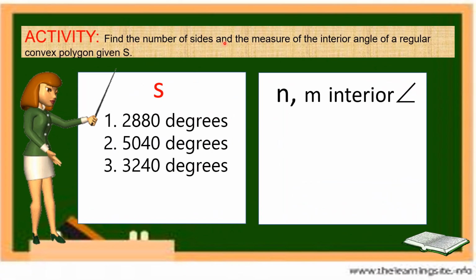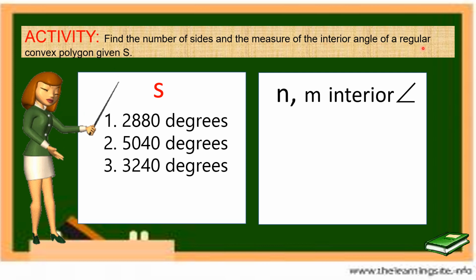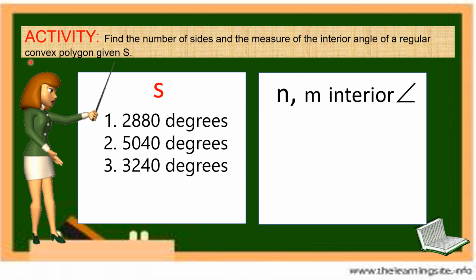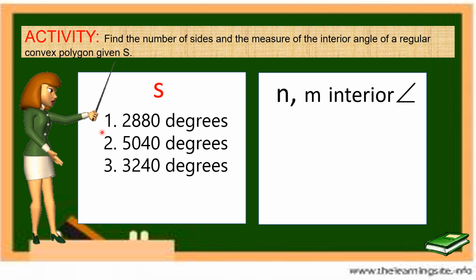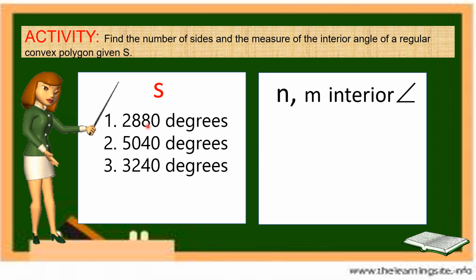Find the number of sides and the measure of the interior angle of a regular convex polygon given S. Number 1, 2,880 degrees. Number 2, 5,040 degrees. Number 3, 3,240 degrees. I am giving you time to answer.